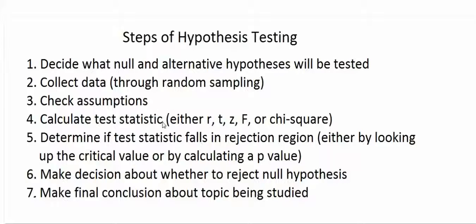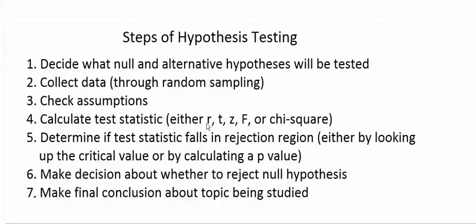So once a person gets to step 4, the person will choose the correct formula to use for the type of data that he or she has collected and for the type of question that he or she is trying to answer. And after that, the person will move on to step 5 and determine if the test statistic falls in the rejection region. Then the person will make a decision about whether to reject the null hypothesis, and then the person will make the final conclusion. So steps 5 through 7 are done the same way, regardless of which formula you use to calculate your test statistic.